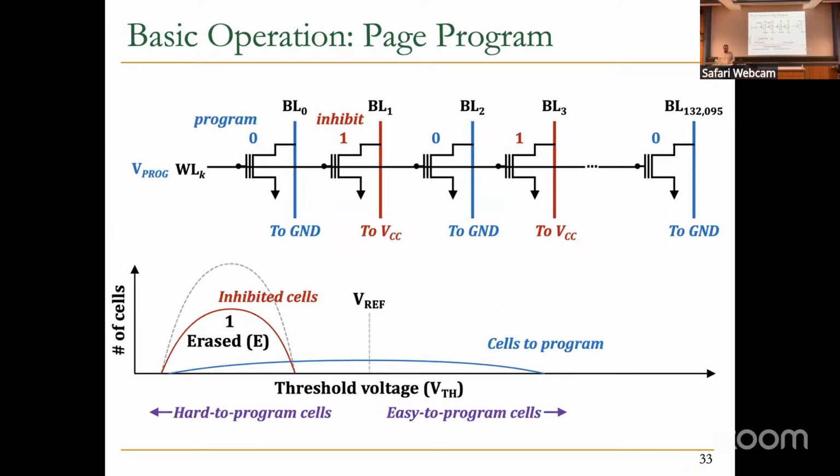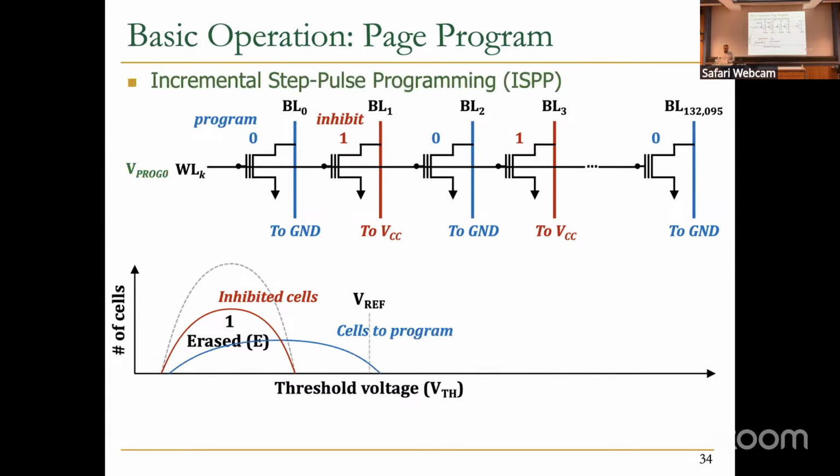Which is terrible. And why is it like that? Because there are some cells that are easy to program. When you apply that 20 volt, their threshold just goes high to this region. But there are also some cells that you need to wait more. How long you wait for that 20 volt is very unclear.